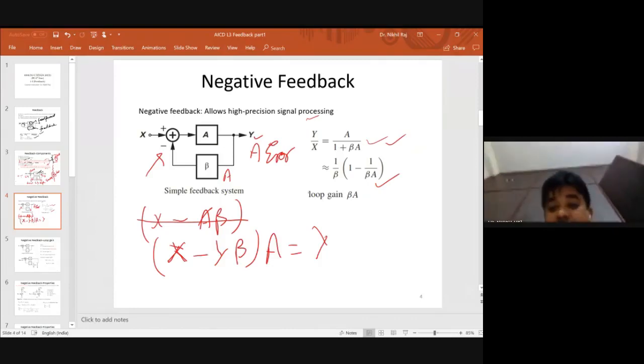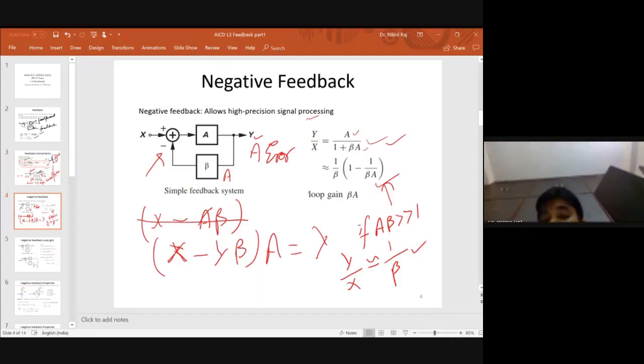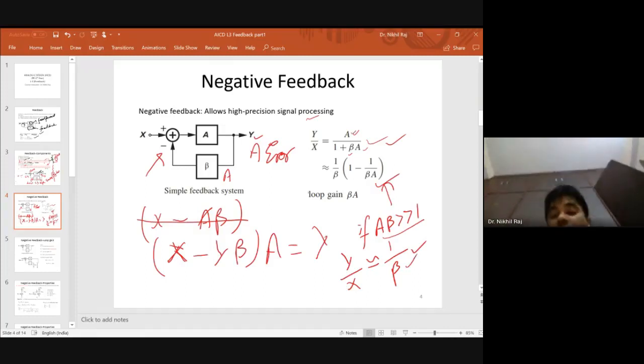Now the target to represent in this form is, if my A beta is very much greater than 1, then what will happen? My y by x will change to 1 by beta. This means earlier the transfer function was a function of the amplifier's gain as well as the feedback component. But now when this condition is satisfied, the gain becomes independent of the open loop gain, and it is only dependent upon the feedback component.